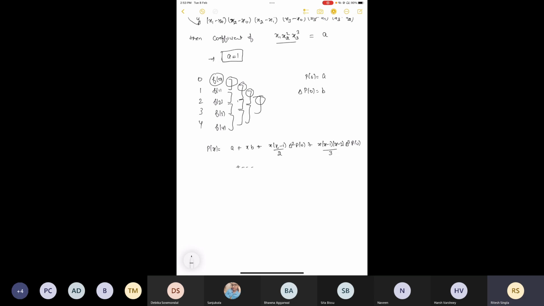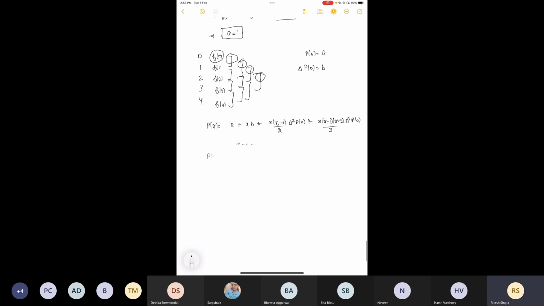When you have your polynomial P of x, then you need to find P of 10, P of 11, P of 12 from that polynomial. So P of 10 will be A plus 10B plus something. P of 11 will be A plus 11B plus something. That will be A plus 12B plus something, right?